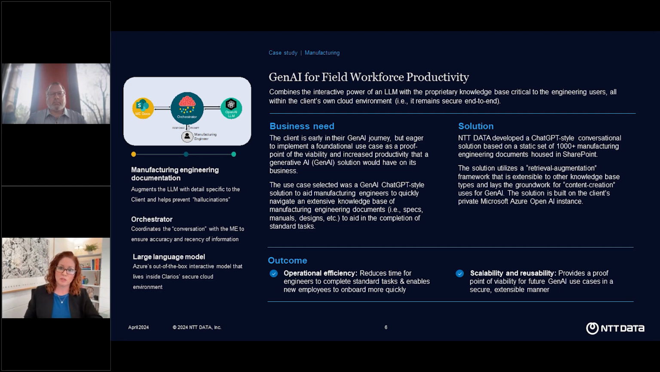So we built a solution where we brought in a large language model from a hyperscaler. We did not use the public version. We used a version in their own hyperscaler tenant. We didn't even fine tune or train that large language model on any of their proprietary information, because this knowledge base had their secret sauce in it. It contained what gave them competitive advantage in the market.